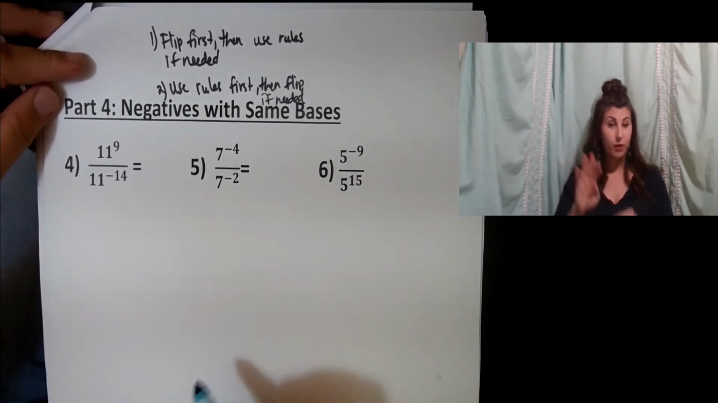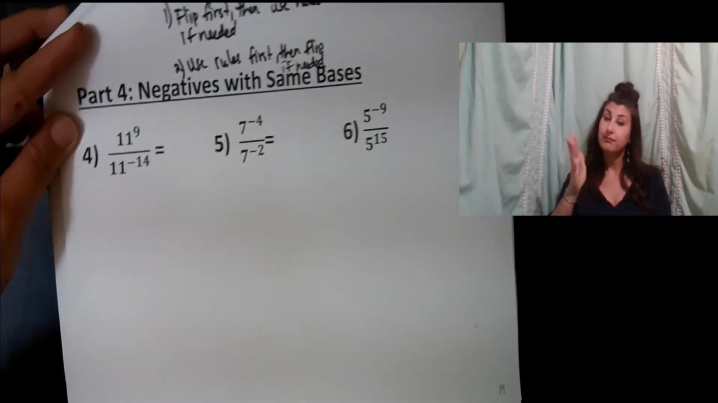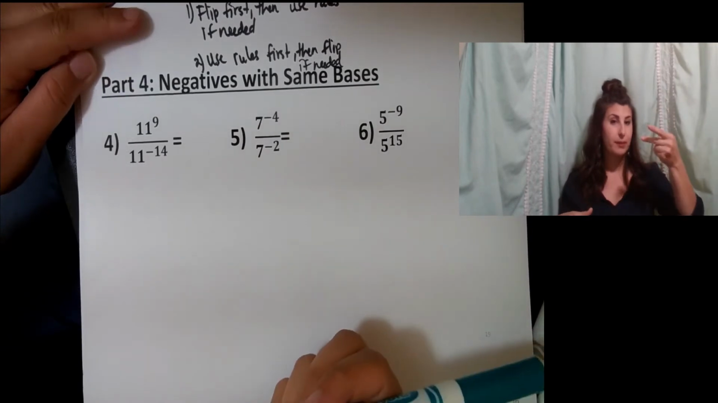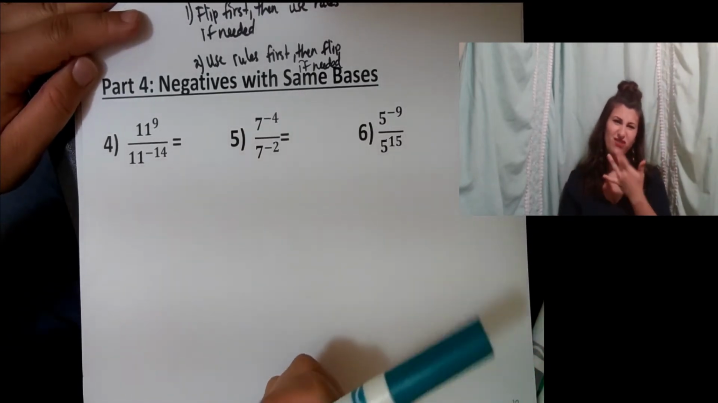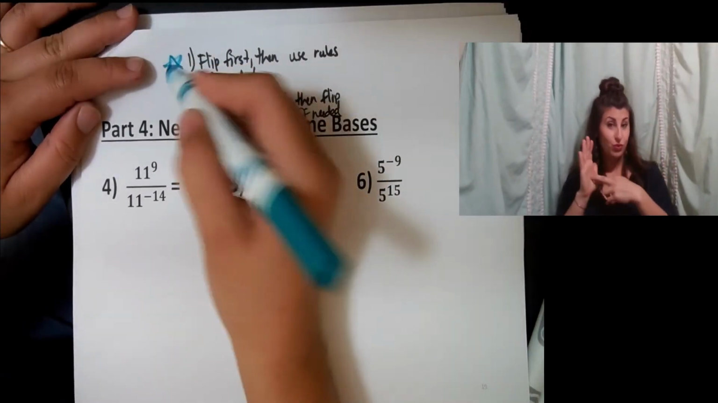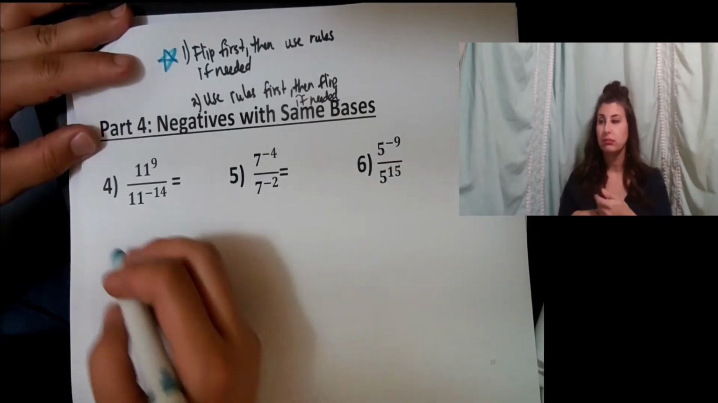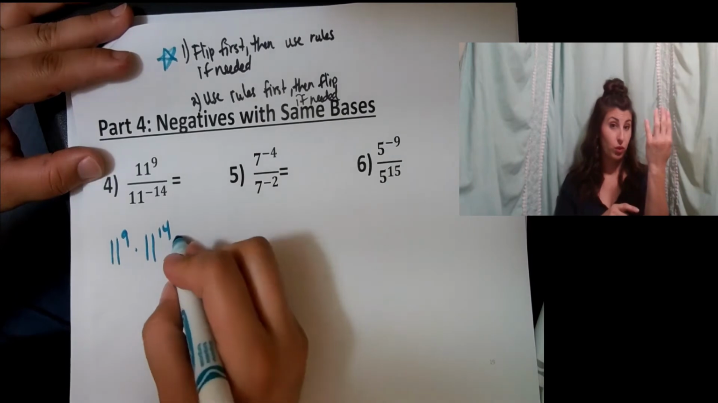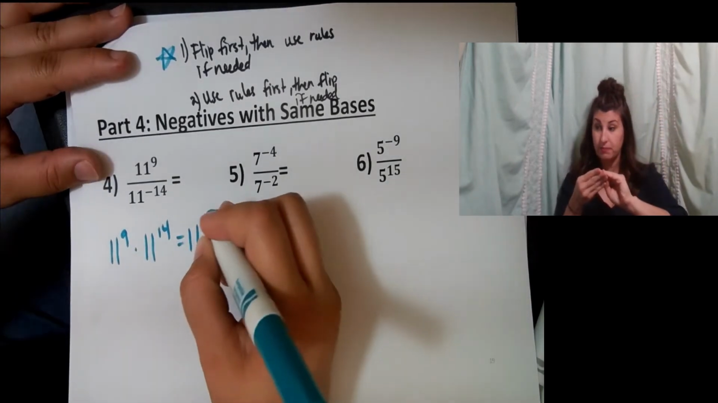All right, let's look at number 4. The way that I'm going to do it is I am going to flip first. I like to flip and then use the rules. So I like to use the first way. So I have 11 to the 9th times 11 to the 14th. And then I add them together to the 23rd.